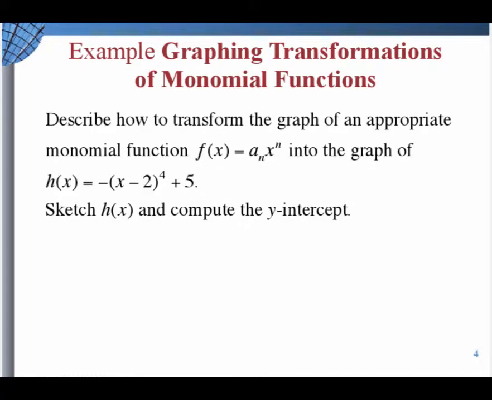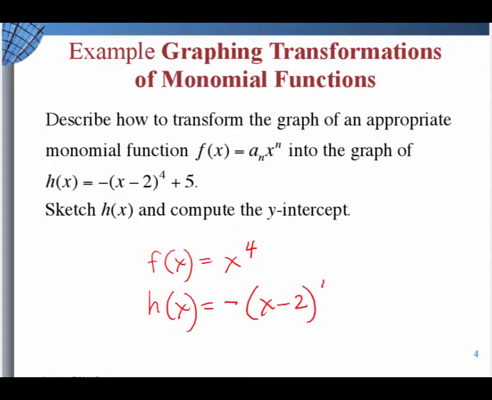So describe how to transform the graph of an appropriate monomial function f of x equals a sub n x to the n into the graph of h of x equals negative quantity x minus 2 to the fourth plus 5. Sketch h of x and compute the y-intercept. So how do we take this general function f of x equals, in this case, x to the fourth, the parent function, and what happens to that graph to obtain h of x equals negative quantity x minus 2 to the fourth plus 5?